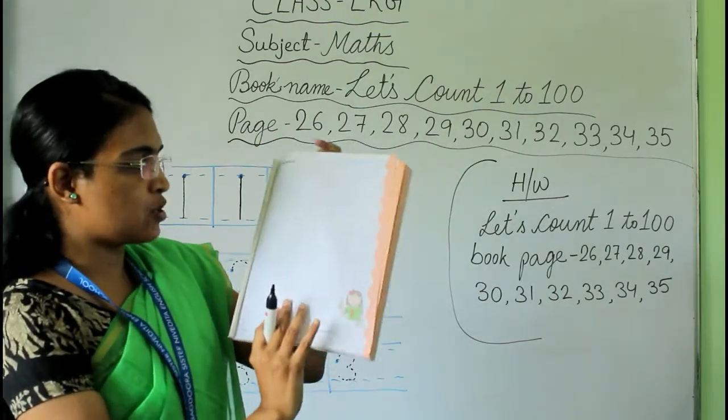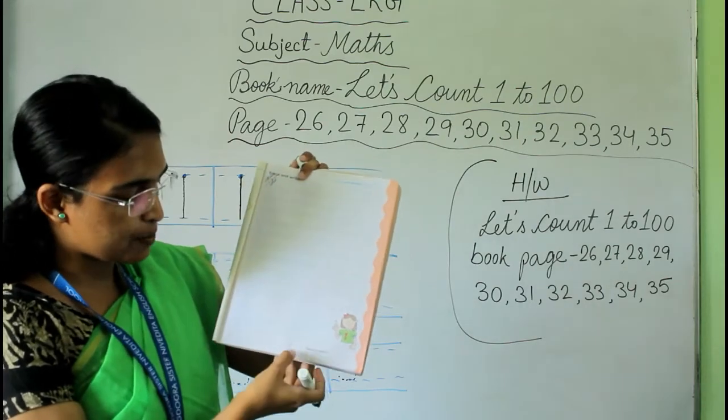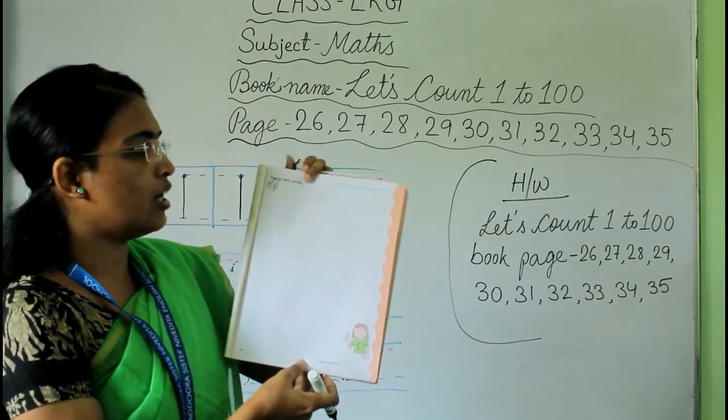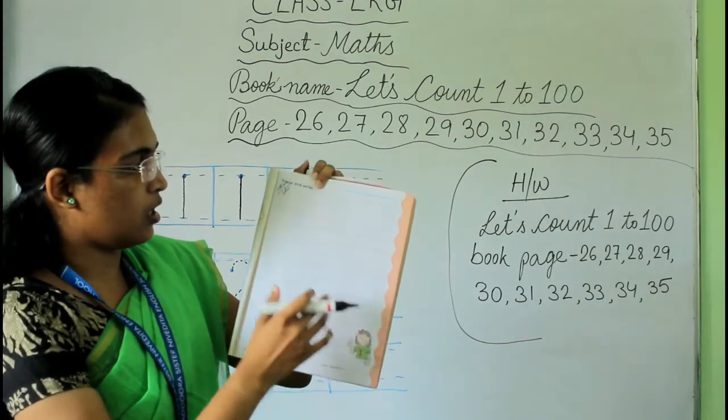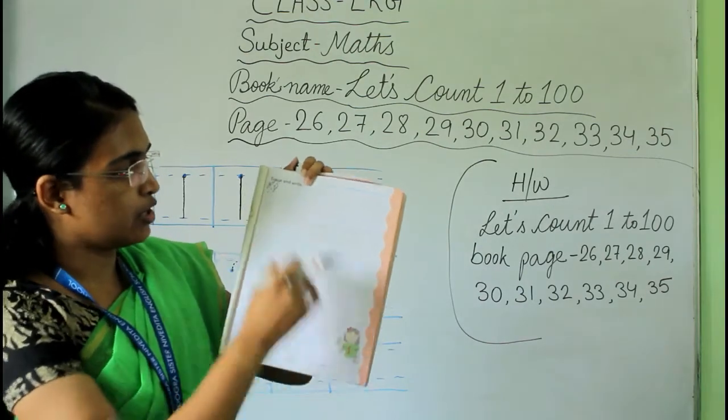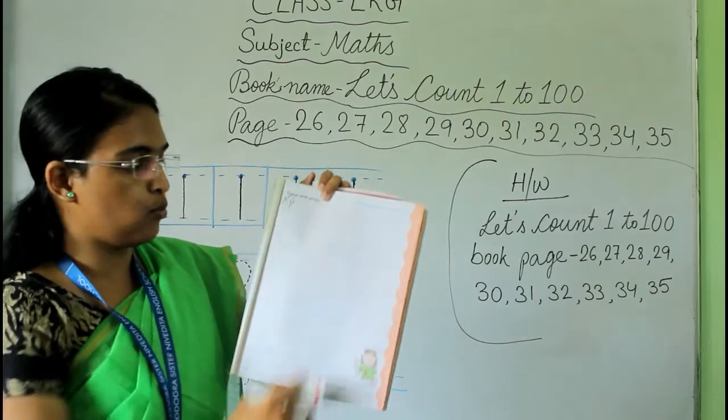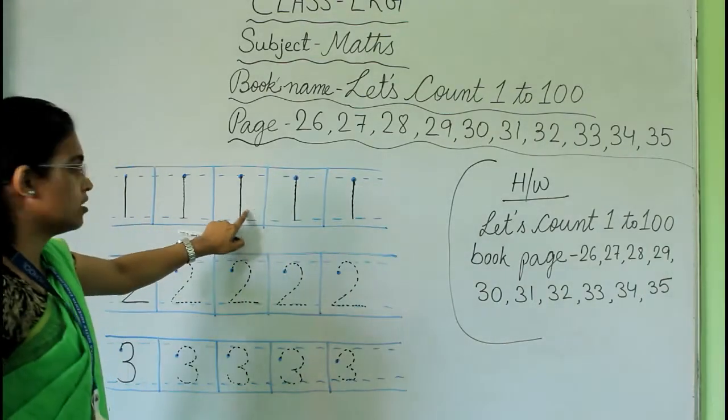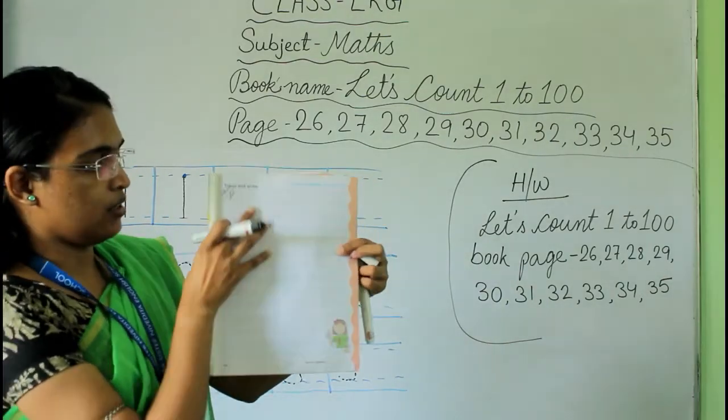Then come to the next page. That is page number 27. Here also you have to trace the number 1 like this. You have to trace the number 1. Okay.